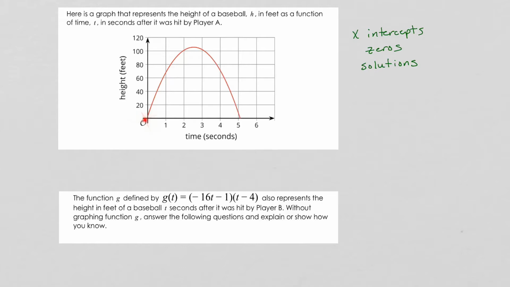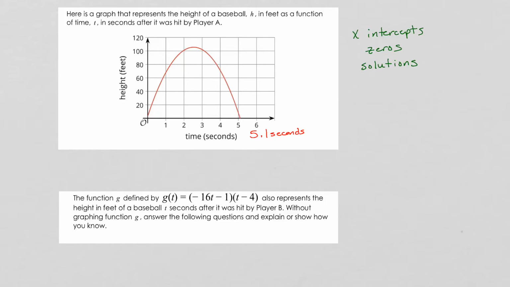One's a little bit on the negative side here, but that's why the x-intercept is important for an example like this one, where we need to know how long something stayed in the air. If we look at this graph, we can tell that player A's ball stayed in the air for about 5.1 seconds, right? Because that's the point right there where it hits the x-axis. So we need to figure out from this equation how long player B's baseball stayed in the air.